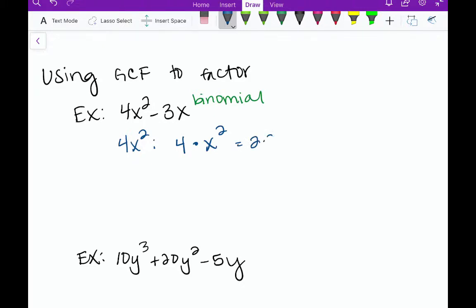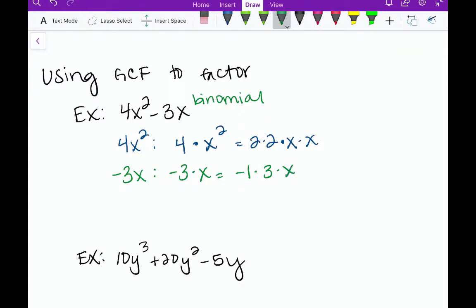4 is the same as 2 times 2. X squared is the same as x times x. So when I factor that term, that is how I would factor that. 2 times 2 times x times x. Now when I factor minus 3x, I would get negative 3 times x. And there you can't simplify, well, you could simplify to negative 1 times 3 times x, but that's not really going to help us because we don't have those in common.